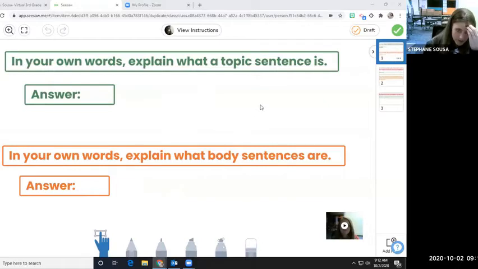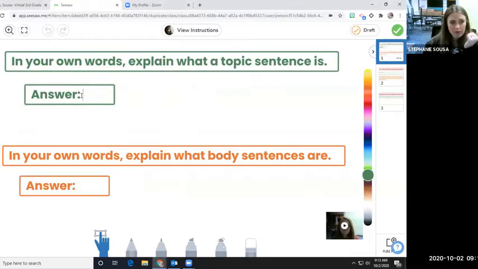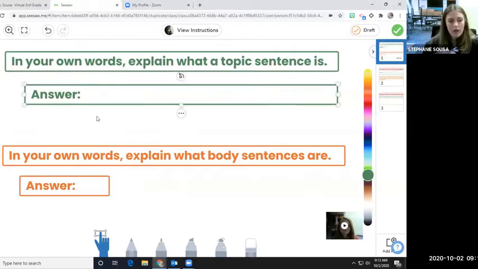So first page says, in your own words, explain what a topic sentence is. In order to do this, I'm actually going to need to click inside of this answer box. So when I double click, it'll allow me to type right here, right? And I can make that box a little bit longer so that my answer can fit. I want us to talk about this. In your own words, what is a topic sentence? Who feels like they have a good definition of topic sentence for us? In your own words, what's a good topic sentence?